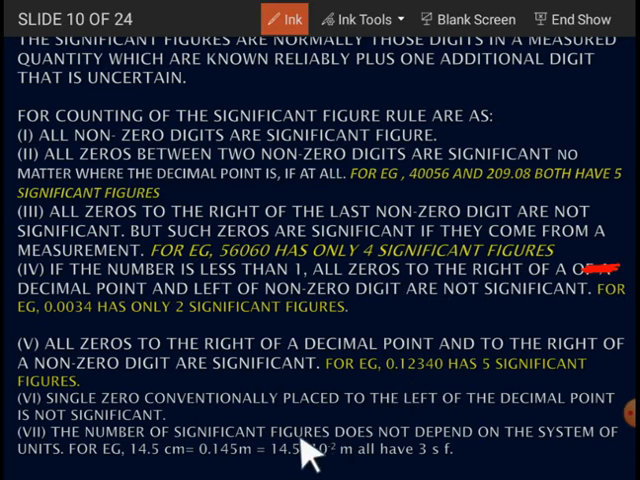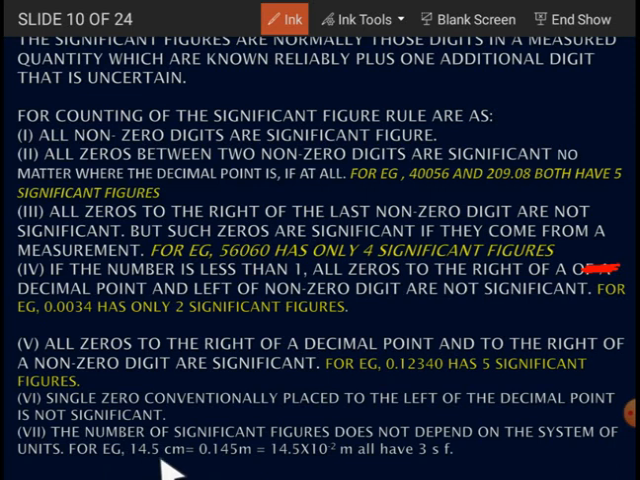Got it? And the last one, this is also very important. The number of significant figures does not depend on the system of units chosen. Whether it is measured in terms of centimeter, meter, or kilometer, the significant figures remain unchanged. For example, I have given you one example, 14.5 centimeter here. This 14.5 centimeter can be expressed as 0.145 meter.